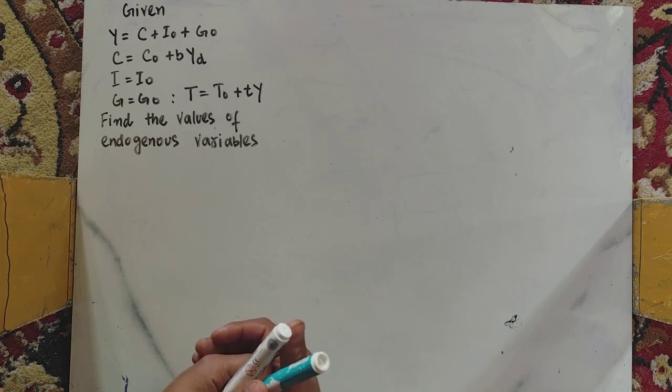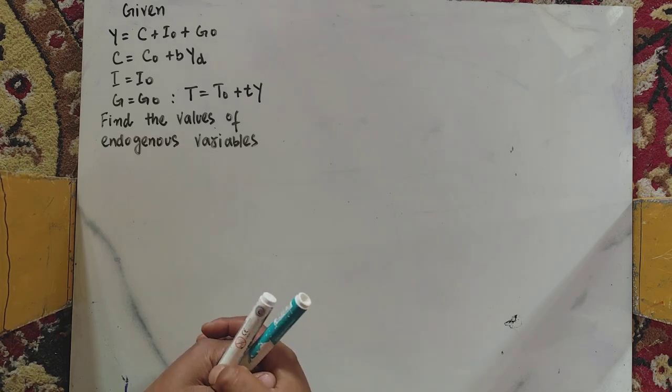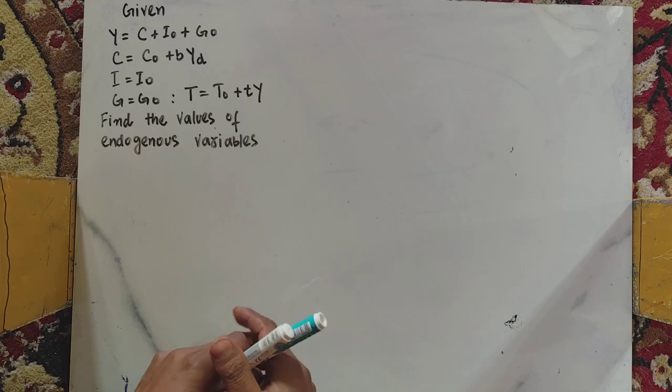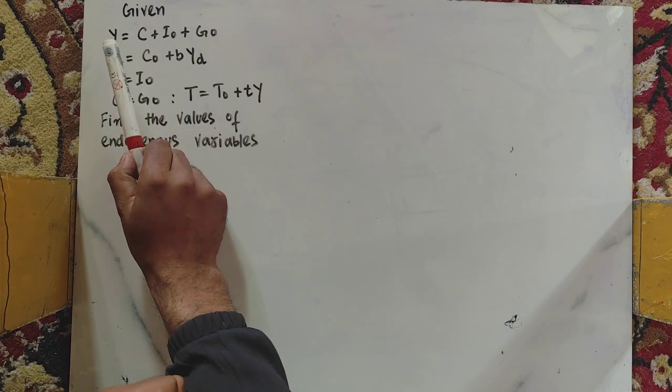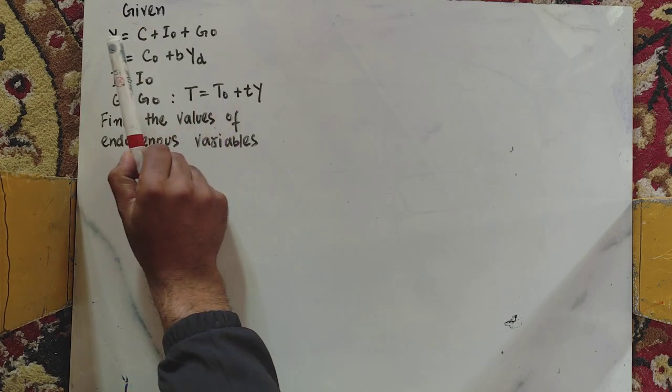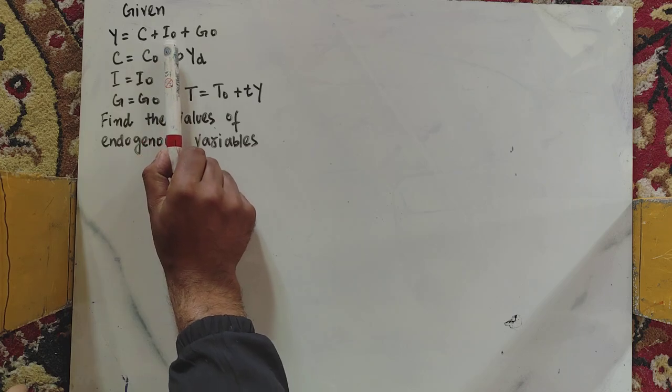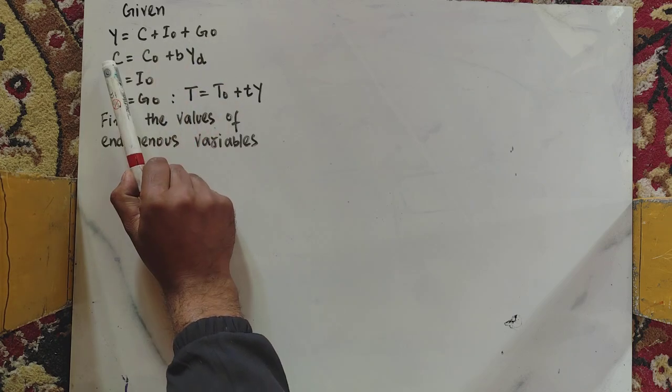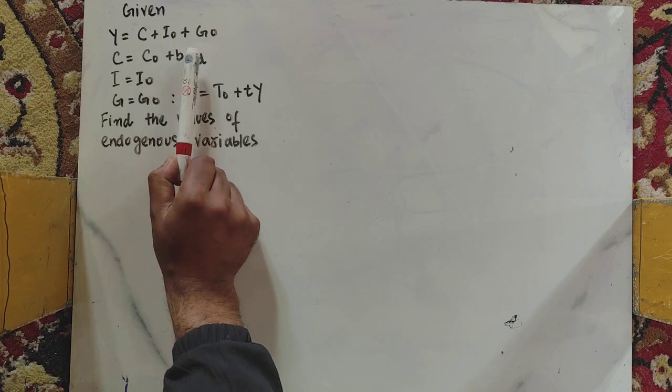In this video, we will learn how to find out the value of the endogenous variables in a national economy. The question is given: Y is equal to C plus I naught plus G naught. Y is the income, C is the consumption, I naught is the investment, G naught is the government expenditure. Consumption is equal to C naught plus b Y subscript d.